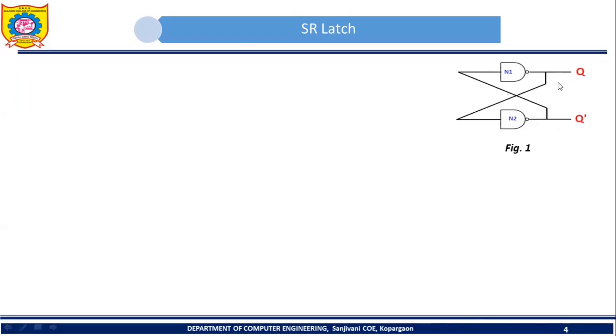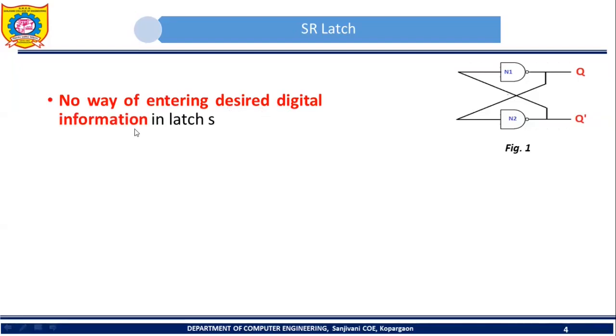So here either I can store bit 0 or bit 1. This circuit will have two stable states, one is logic 1 and the second one is logic 0. But there is one problem with this 1-bit memory cell. What is that problem? No way of entering desired digital information in the latch shown in figure 1. Suppose in this particular cell I want to store 1. How to enter that 1? There is no way for entering information. Similarly, if I want to store 0, then there is no way of entering 0 in this particular cell. So this is the problem with this particular circuit.